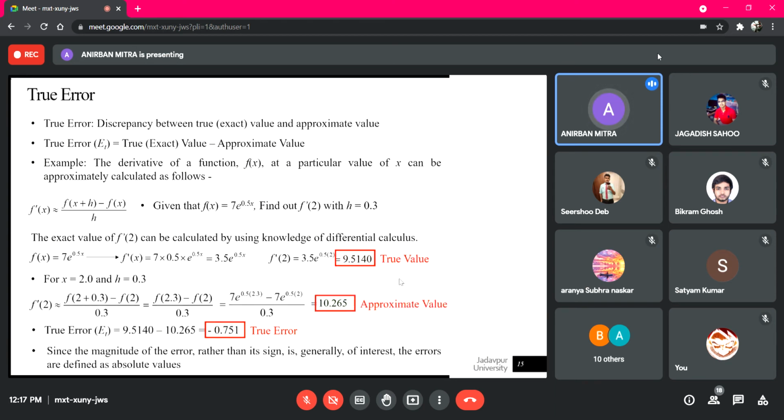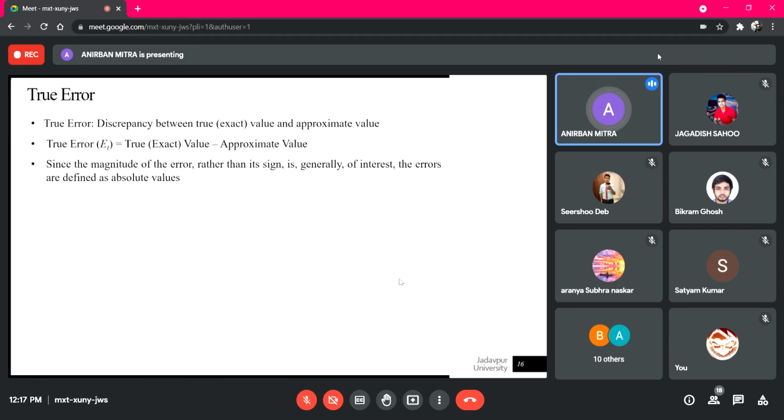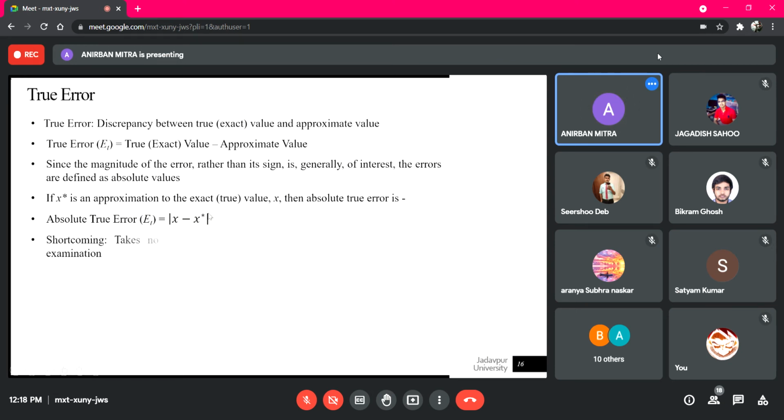Here we are only interested in the magnitude of the error rather than its sign. So, quite often, errors are defined as absolute values. What you will find is that if x star is an approximation to the exact or true value x, then the absolute true error, previously we had defined true error, now we define absolute true error, is given by the magnitude of x minus x star.